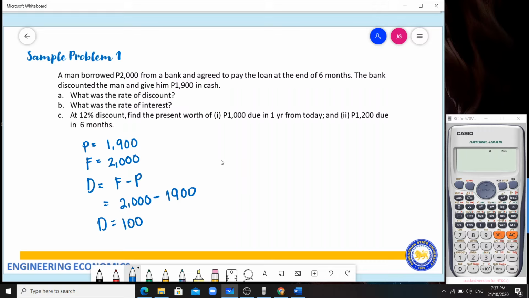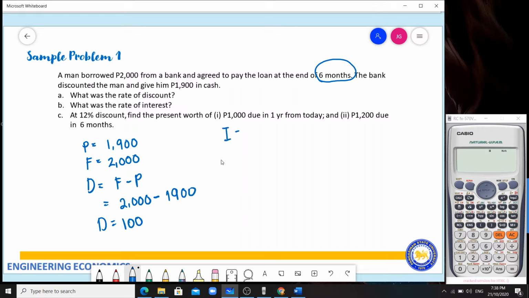Now, ang hinahanap dito, the bank discounted the note. What was the rate of discount? What was the rate of interest? Dahil ito ay 6 months, we have to convert first. Paano natin siya i-convert? Kunin muna natin yung rate of interest, diba?